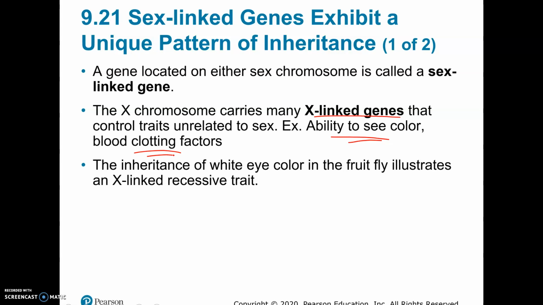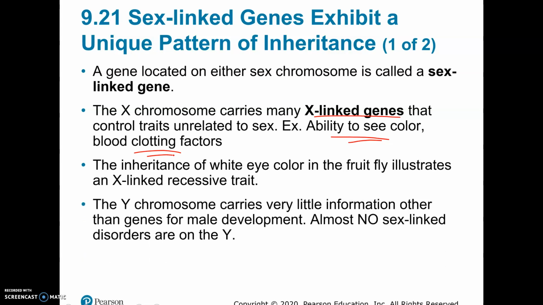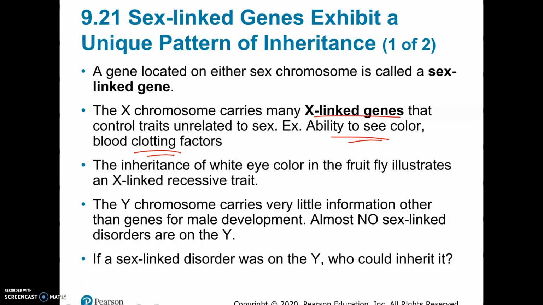In fruit flies, this is actually the way sex chromosomes were first discovered. It turns out that the white versus red color in fruit fly eyes was determined by a sex-linked trait on the X chromosome. Again, the Y chromosome has almost no information. Typically, it makes you a male. That's pretty much what it does.